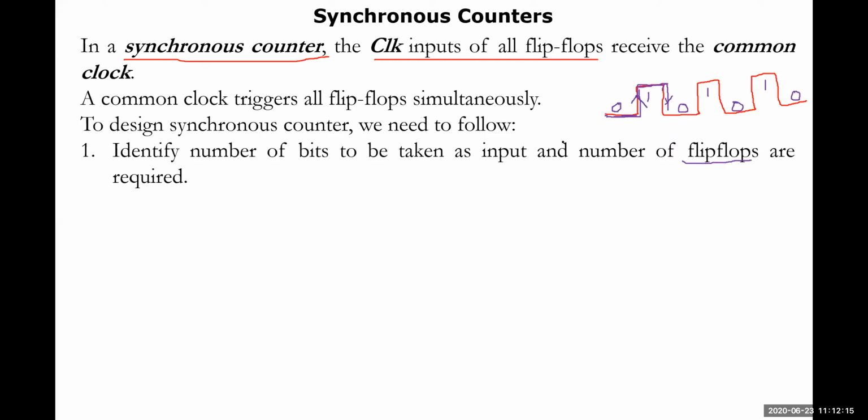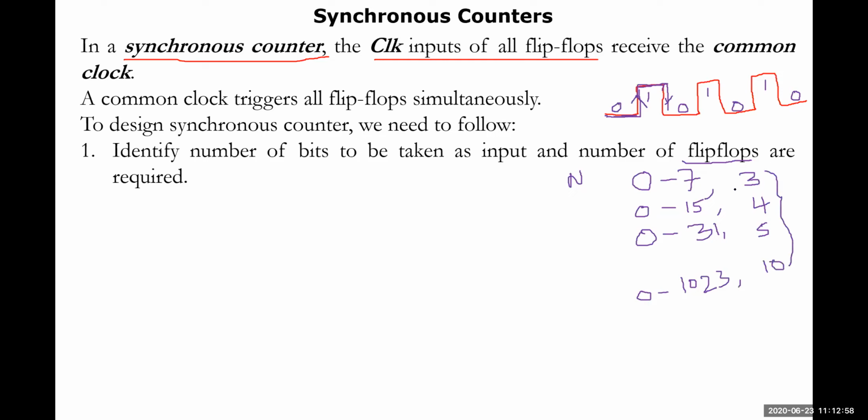Number 1 is how many bits may be required for you to count. If you want to count from 0 to 7, you may require 3 bits, or 0 to 15, that is 16 minus 1, you may require 4 bits, or 0 to 31, you may require 5, and so on. If you want to count up to 1023, you may require 10 bits. So these are the required bits.